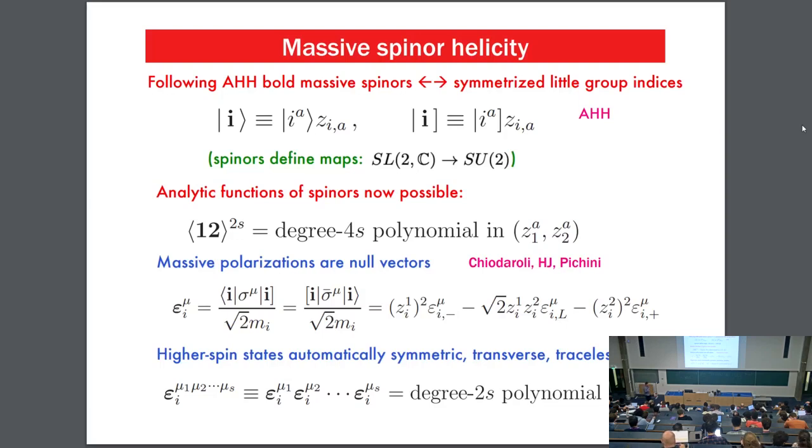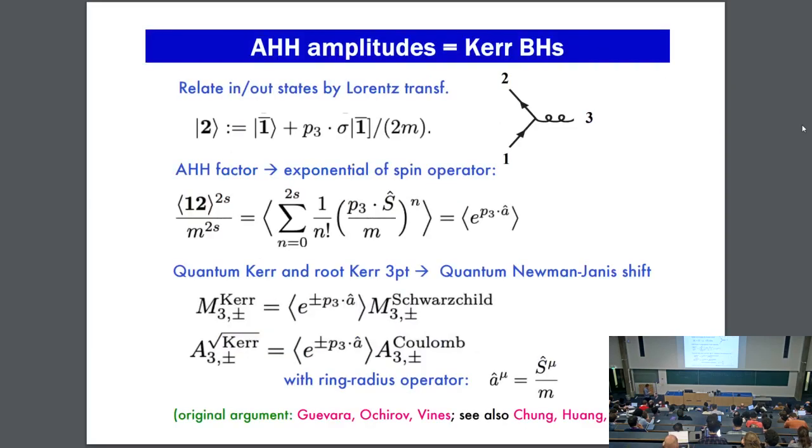It also has a feature that is actually a null vector, so I can construct an arbitrary higher spin polarization this way, and it will automatically be symmetric, transverse, and traceless, because these are null vectors. All right, that's the notation.